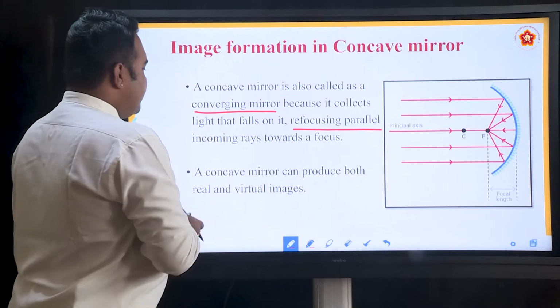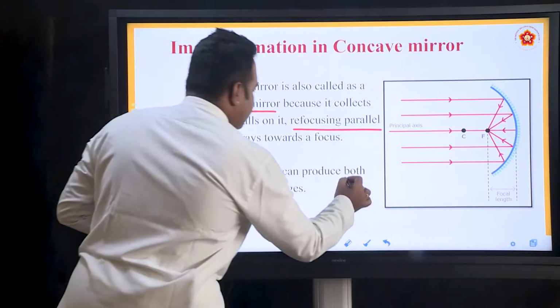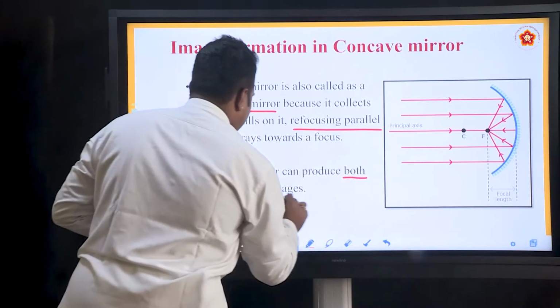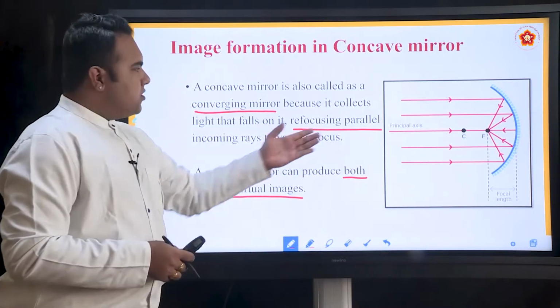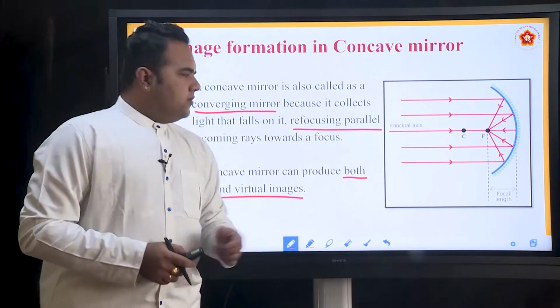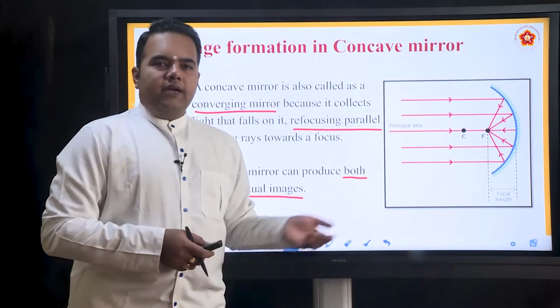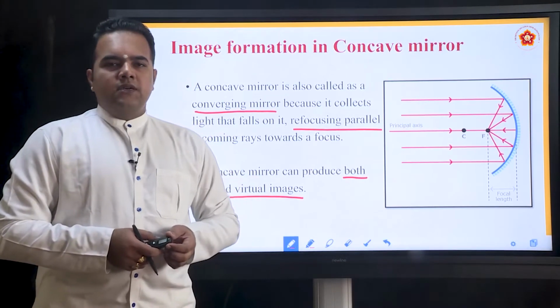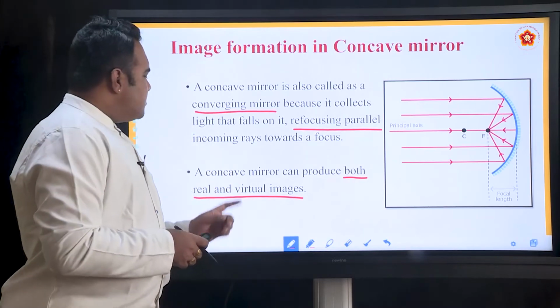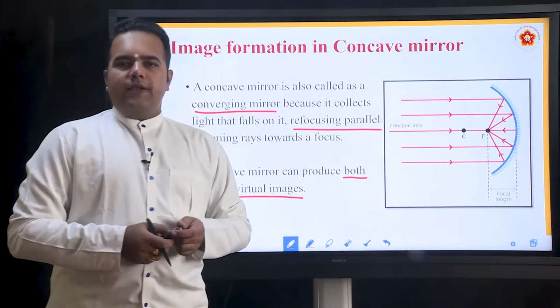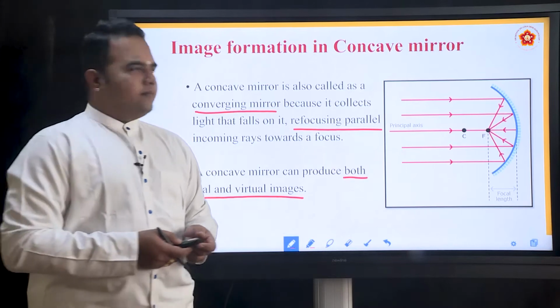A concave mirror can produce both real images and virtual images. Later, when we discuss convex mirrors, we will see that a convex mirror produces only virtual images and not real images.